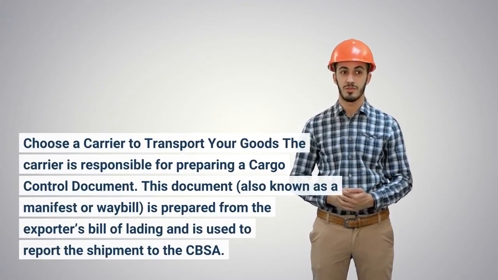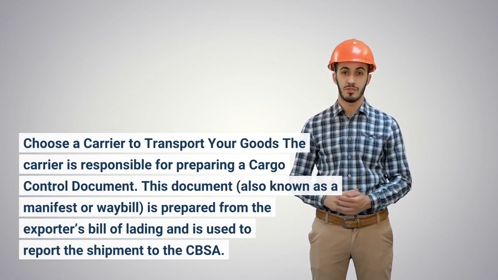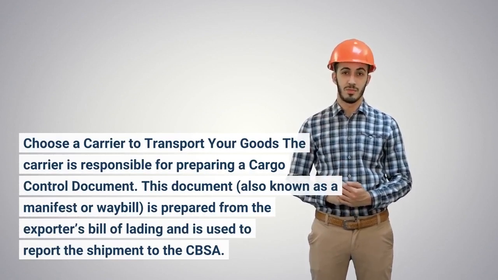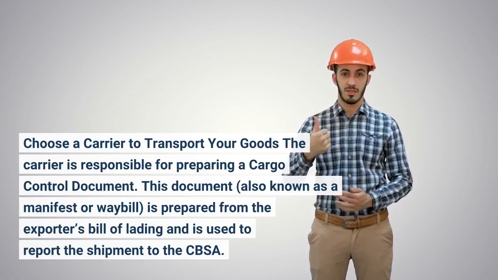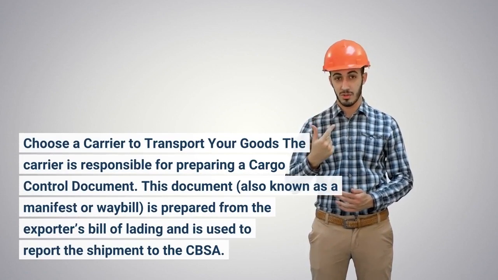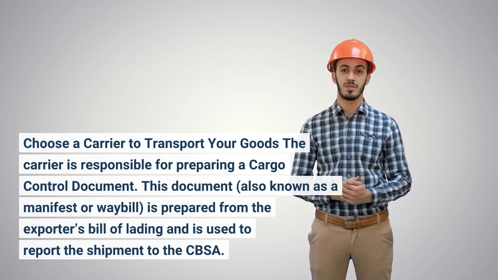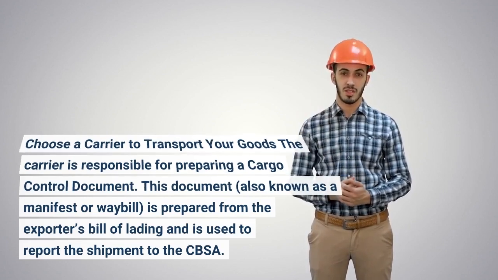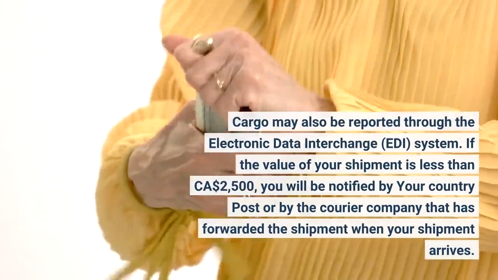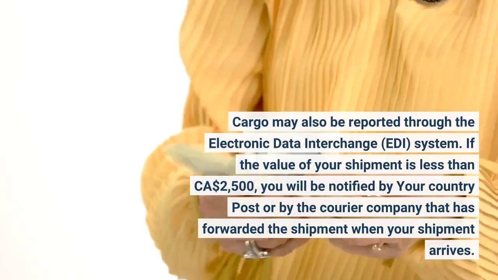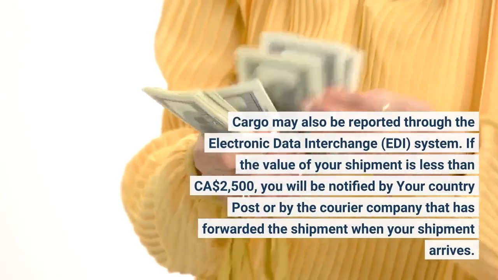Choose a carrier to transport your goods. The carrier is responsible for preparing a cargo control document. This document, also known as a manifest or waybill, is prepared from the exporter's bill of lading and is used to report the shipment to the CBSA. Cargo may also be reported through the Electronic Data Interchange (EDI) system.